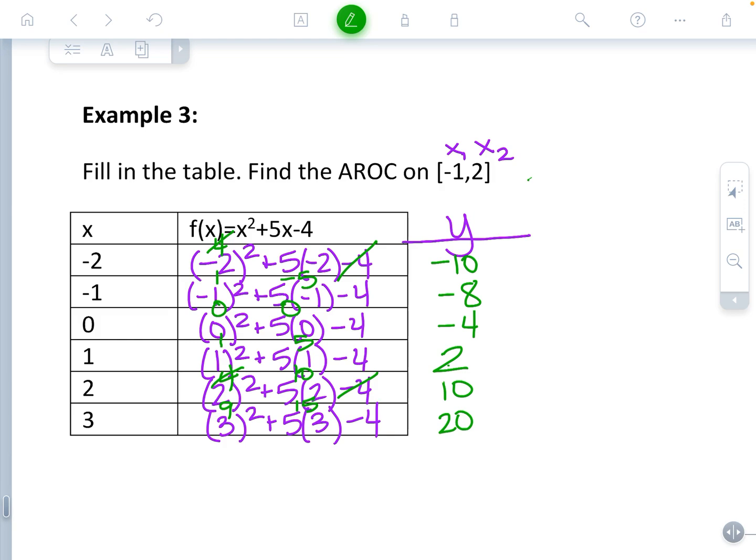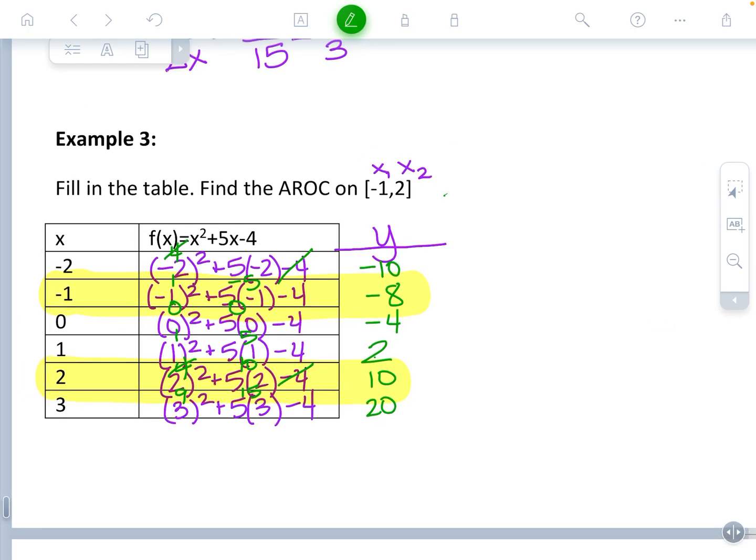Okay, so I found all my y values. Now I need to find the average rate of change from negative 1 to 2. That's kind of how I read that, from the first number to the second number. So we're going to go to our negative 1 and our 2. I'm going to write those as points so I can better write my formula. Negative 1 is negative 1, 8. And 2 is 2, 10. Oh, negative 1, negative 8. I almost did that terribly wrong.